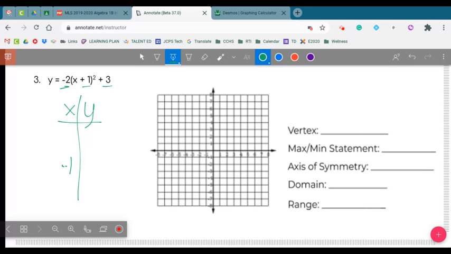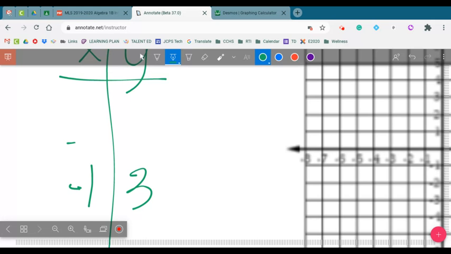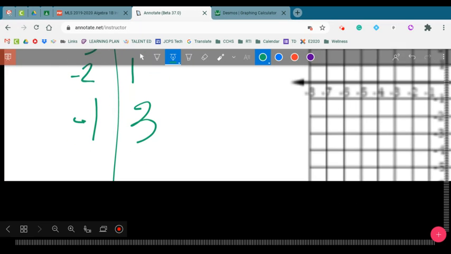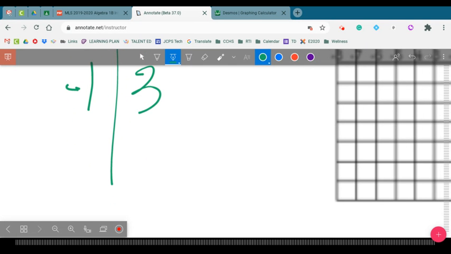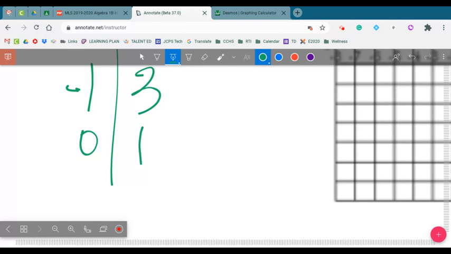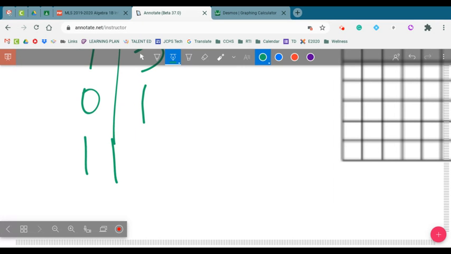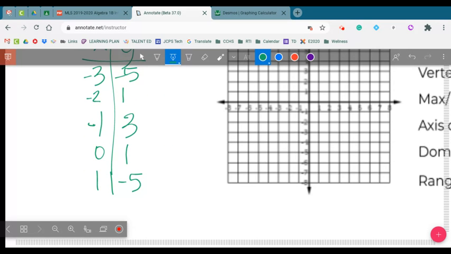So negative 1, 3. Then I'm going to put negative 2, 1, negative 3, negative 5. And I'm going to go down and I'm going to do 0, 1, and 1, negative 5. So I kind of want to talk about what I'm seeing. I see that I go to negative 5, 1, 3. Then I go back down to 1, negative 5. So that's how I can see that this is where it changed direction.